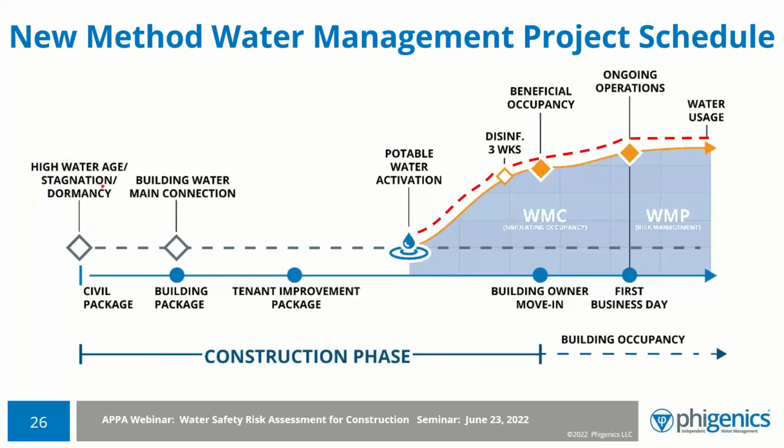So you still might build the civil package. You're still going to build the shell and core and start your tenant improvements. But can you have a discussion with the contractor about delaying that potable water activation? We've had many contractors say, hey, why don't we bring a temporary water source to the site and temporary piping, and we won't use your piping until later. We'll find some way around this. Maybe we'll use air pressurization to test the water fixtures instead of having to activate all the water too soon.